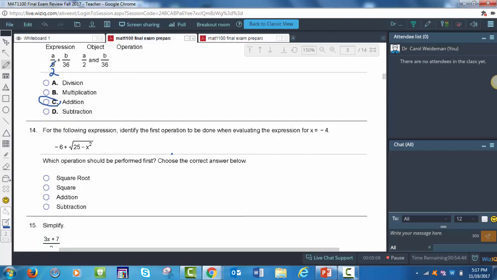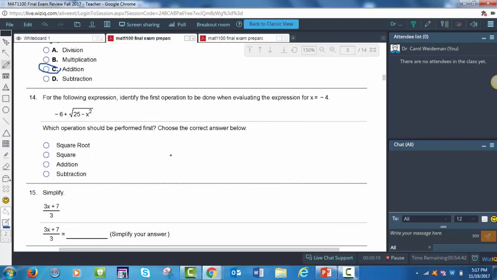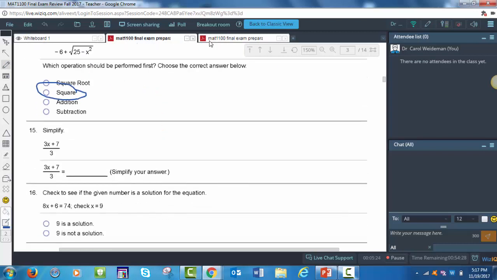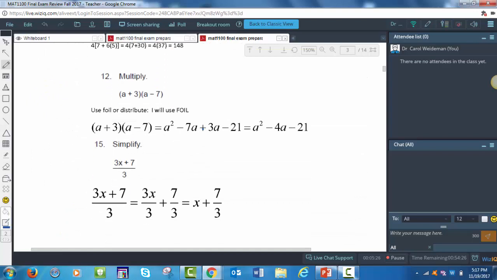For number 14, what operations should be performed first? And if we notice, we've got a square root sign. We can't take the square root until we have a single number here. So the first thing we would do if we were evaluating for x of -4 is we would square that -4. So the first operation is squaring. Number 15, simplify.